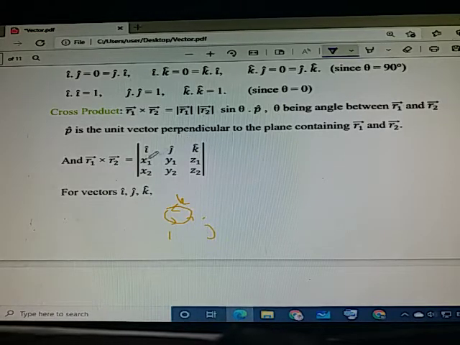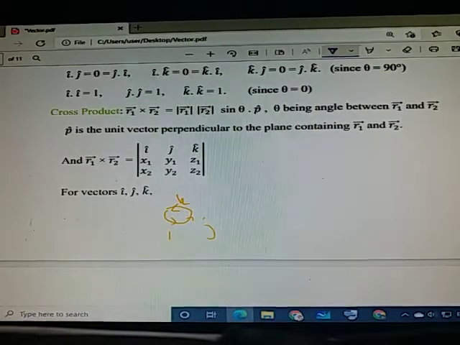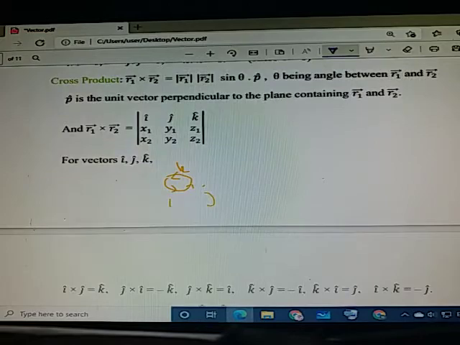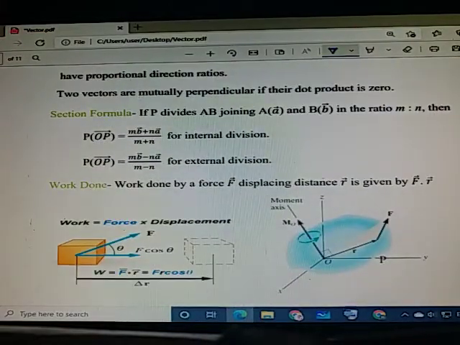Cross product is 0 means what? This is a determinant: x1 y1 z1, x2 y2 z2. This determinant will be 0 when? Because i, j, k are not 0, it will be 0 if the rows are identical or proportional. That is why their direction ratios are proportional, or they have the same direction cosines. You remember, direction cosines are unique, but direction ratios are proportional.